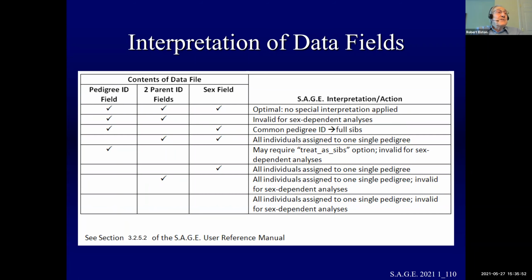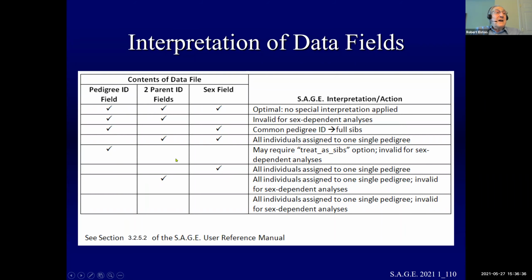Then the next row, you can see it just says pedigree ID field, and it also has the sex field. This suggests it's a common pedigree, but you've got the 2 sex fields, so they're all full sibs. On the other hand, in the next line, you see the pedigree ID is not there. You just have the 2 parent ID fields and the sex field, and it assigns all individuals to one single pedigree. But it doesn't know who are parents. So it's really like one huge sibship, if you like.